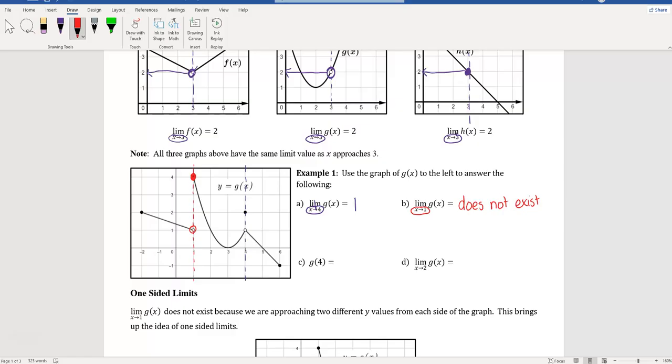You can have a one-sided limit, like from the left or from the right, you can have a limit, but if it doesn't have the left or right with it, you don't have a limit at all.